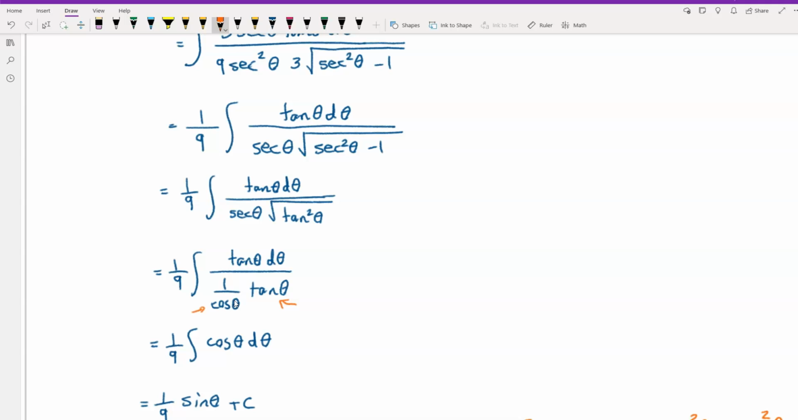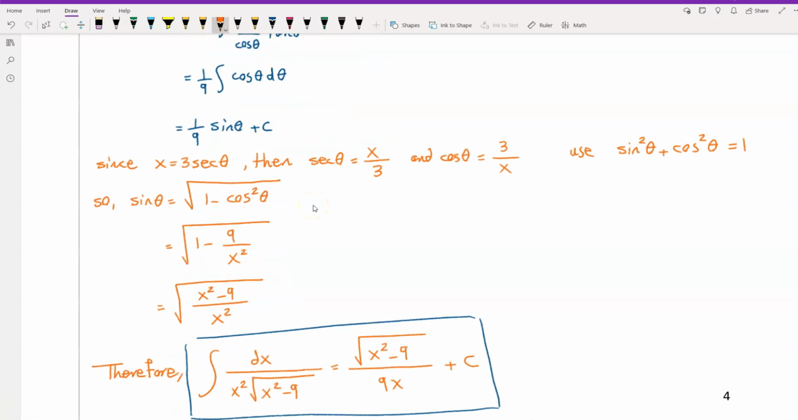And that is equal to, we can cancel tangent. And here we have 1 divided by 1 over cosine, so that is equal to cosine. So we have 1 over 9 integral of cosine theta d theta. Integrate, so this is equal to 1 over 9. Integrate cosine, that is sine theta plus constant.